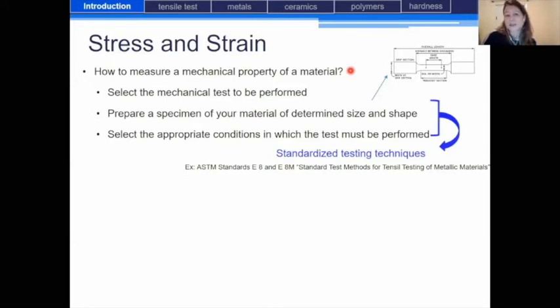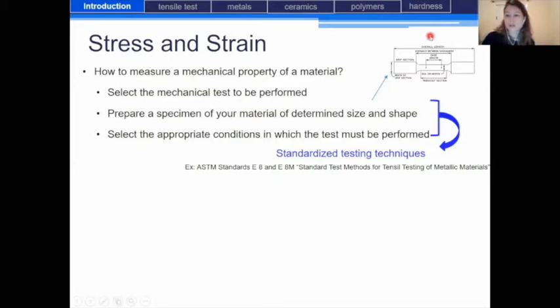But the selection of the mechanical test should also depend on the condition or the mechanical load that this material should withstand during its use. So it may depend also on the application you are looking for this material. Then you should prepare a specimen of your material of a determined size and shape. So here is an example, on this figure, of a specimen.